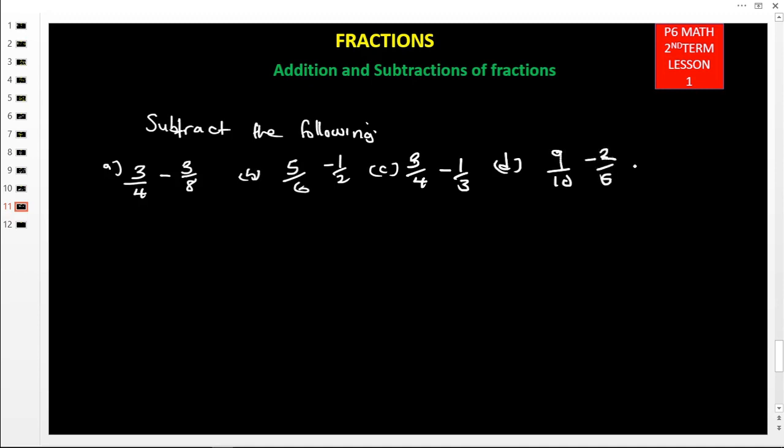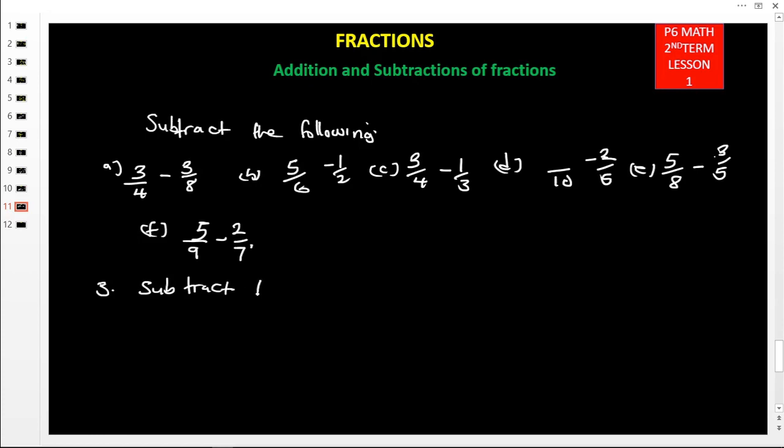Then part E, it is 5 out of 8 minus 3 out of 5. Then part F here, it is 5 out of 9 minus 2 out of 7. Then the next number 3, still it is saying subtract the following. Then we are having 3 whole numbers and a half minus 2 whole numbers and a quarter. This is A.